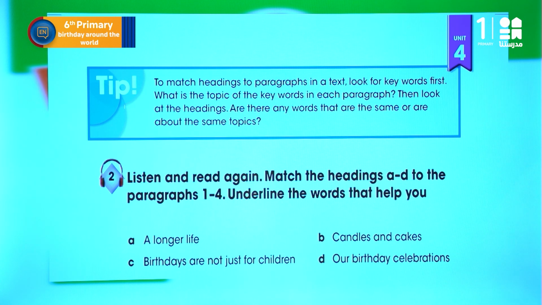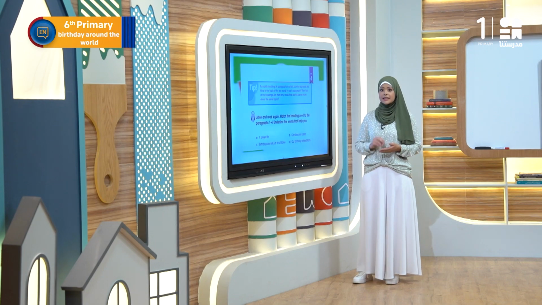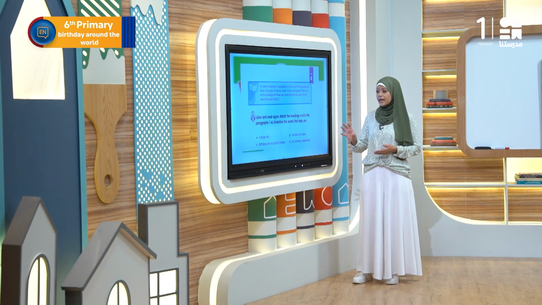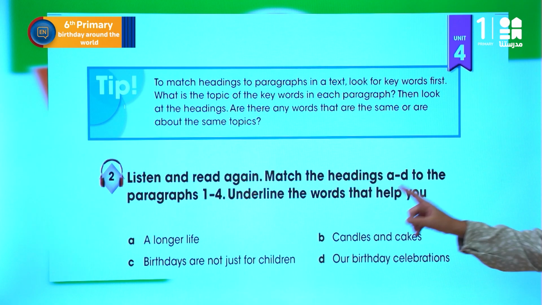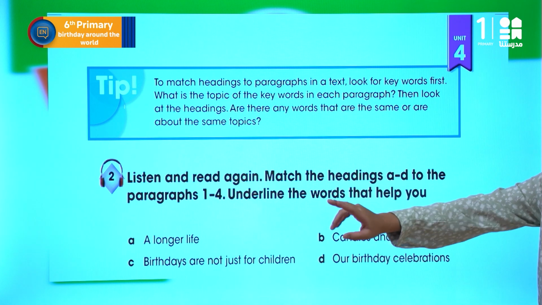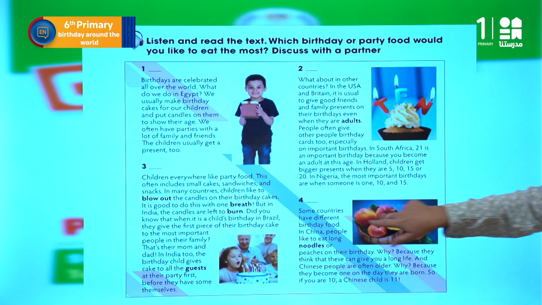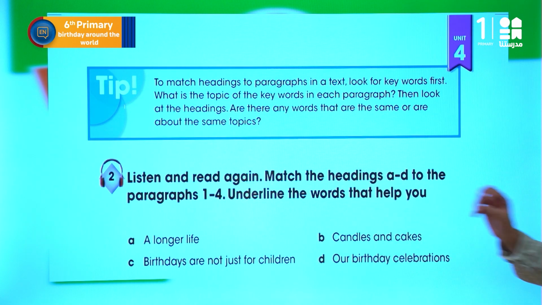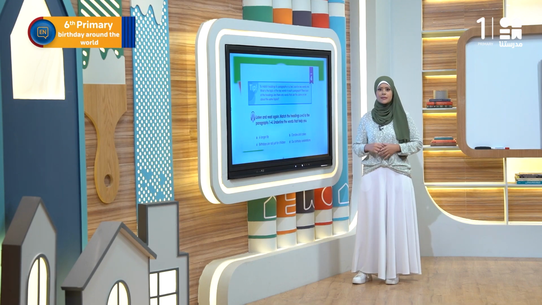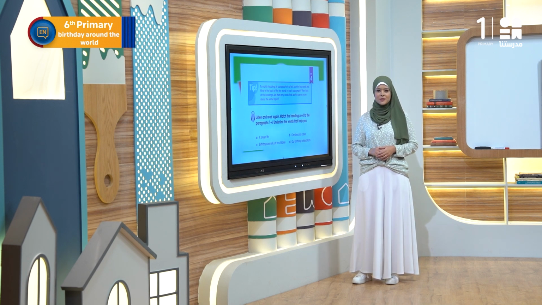Now, in exercise 2, listen carefully and match. Match the headings from A to D to the paragraphs from 1 to 4 here. And I need you to underline the words that help you to find what is the perfect heading for each paragraph. Take a few moments, listen and do the task, then we will check the answers together.